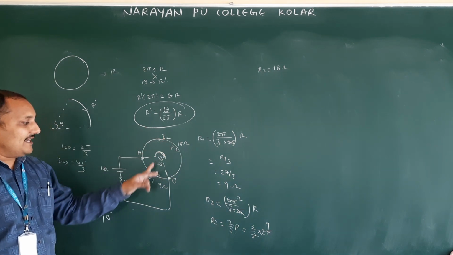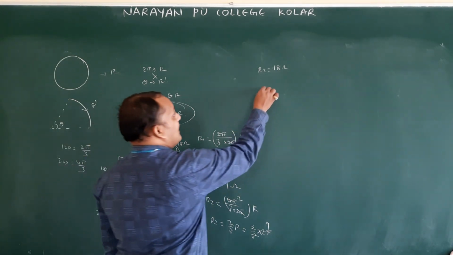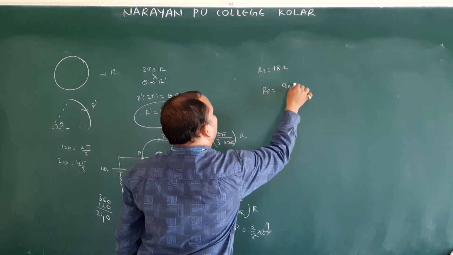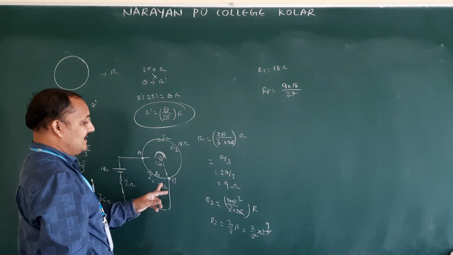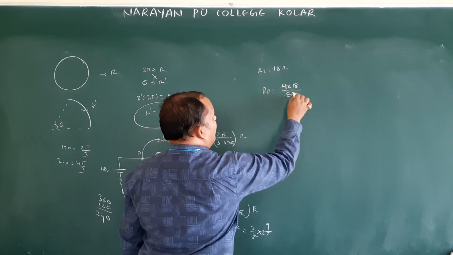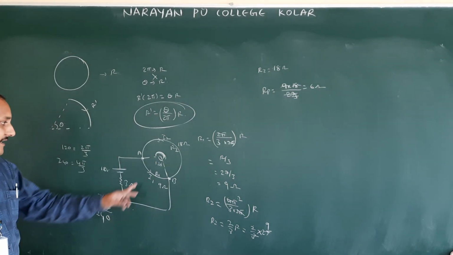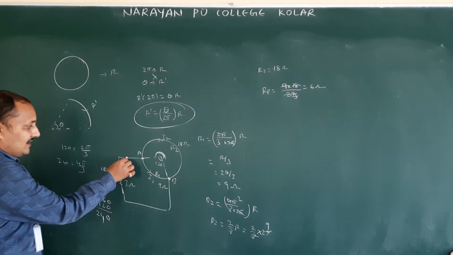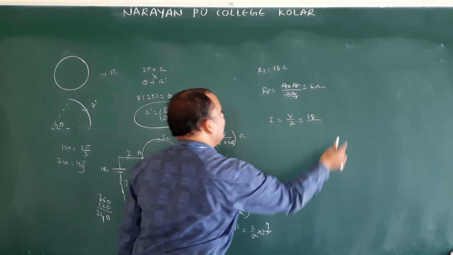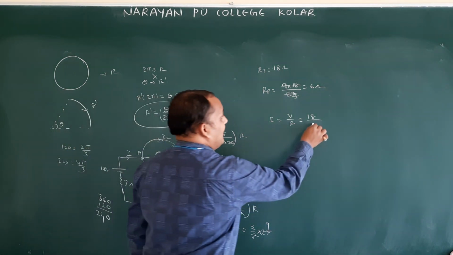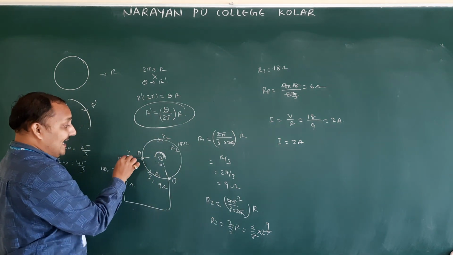Now how are these two connected? This 9 ohm and 18 ohm are connected in parallel. Then what is the resultant resistance? Rp is equal to 9 into 18 by 9 plus 18, that is 27. So here the total resistance is 6 ohms. This resistance is 6 ohms, this resistance is 3 ohms. Then how much current is entering? I is equal to V by R, 18 by the total resistance 6 plus 3, that is nothing but 9. So the entering current is 2 amperes.